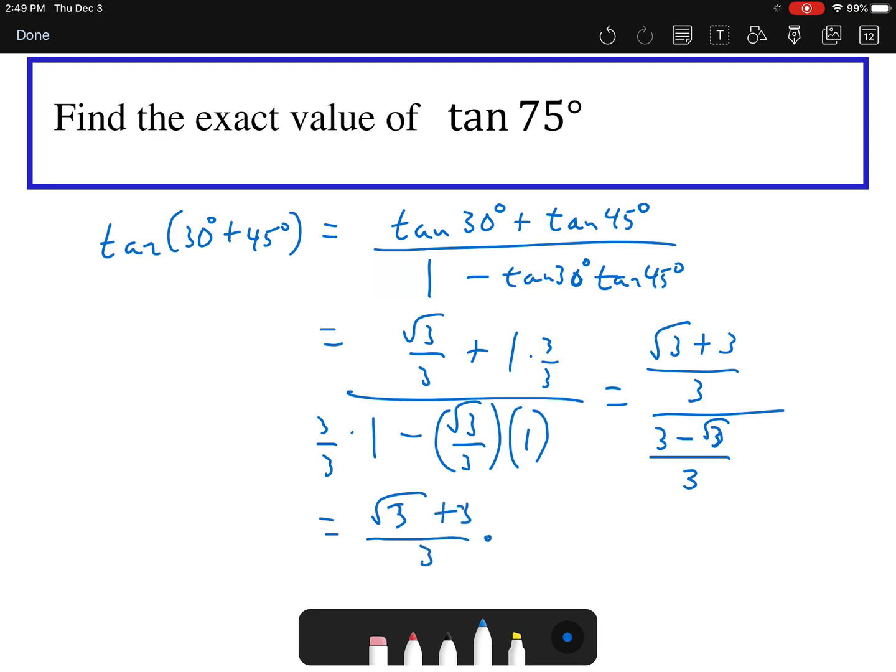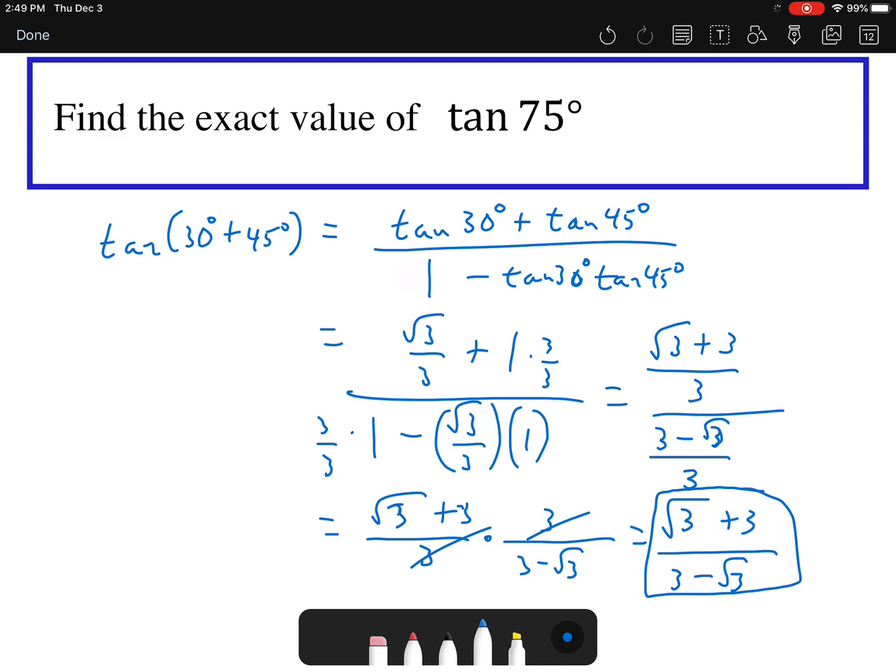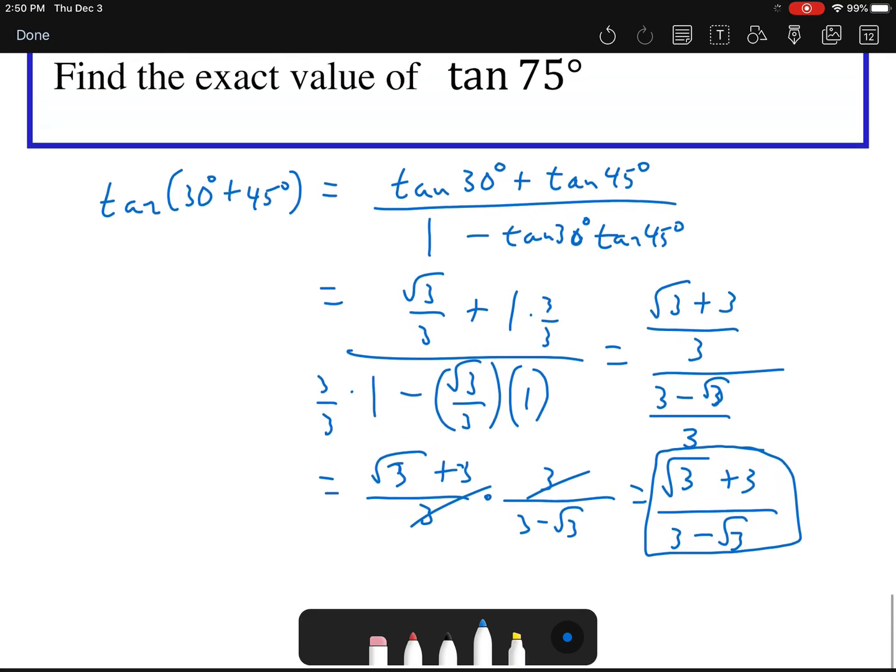So if I simplify this, or try to, I'm going to multiply by the reciprocal and get radical 3 plus 3 all over 3 minus radical 3. And you can leave it like this because I said you can. We could multiply by the conjugate and get rid of the radical in the denominator, but for time constraints, we don't have that luxury.